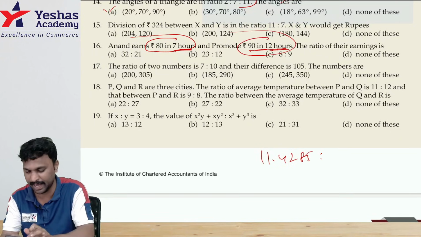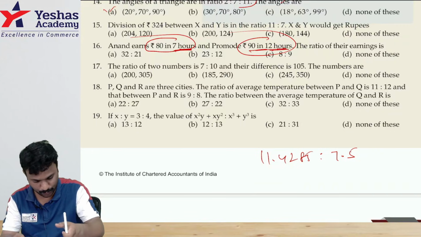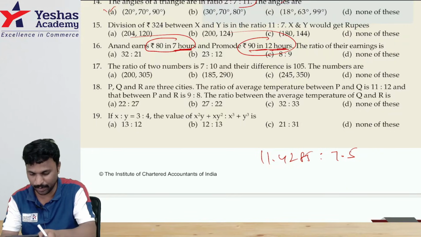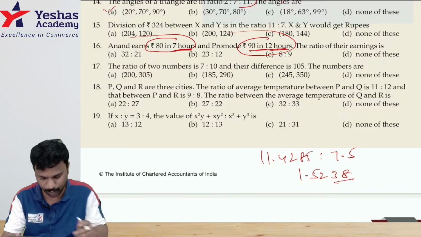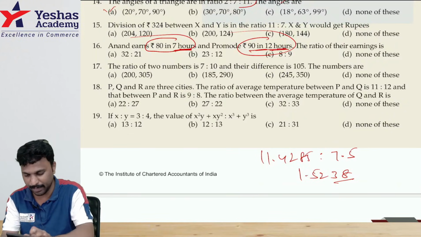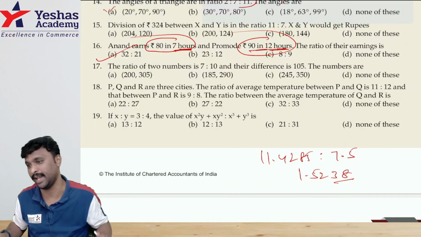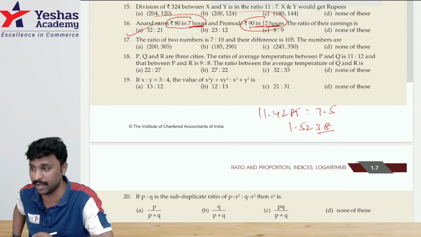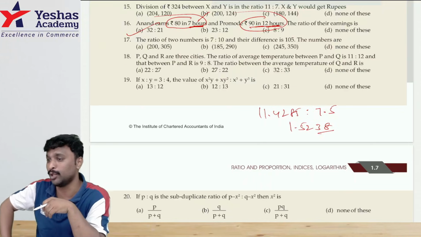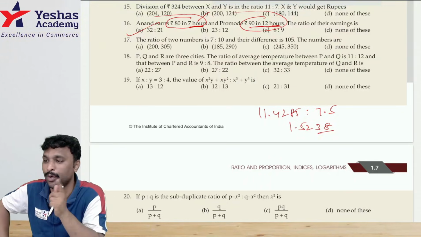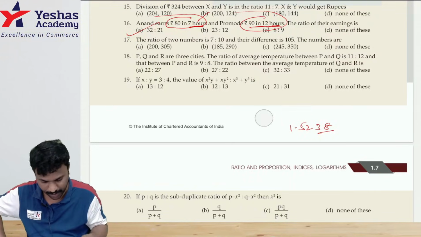And how about the per hour earning of Pramod? It is 90 divided by 12. What is it? 7.5. Now take the ratio. 11.4285 divided by 7.5 fetches you 1.5238. So which option gives you 1.5238? Check. 32 divided by 21. That itself is the right answer, 1.5238. So option A. Have you understood? We have to compute per hour earning, then only we can compare, because Anand earns 80 rupees for 7 hours, Pramod earns 90 rupees in 12 hours. So obviously you can't compare as it is. So you have to convert them into per hour earning. You understood? Moving on to the next question, question number 17.